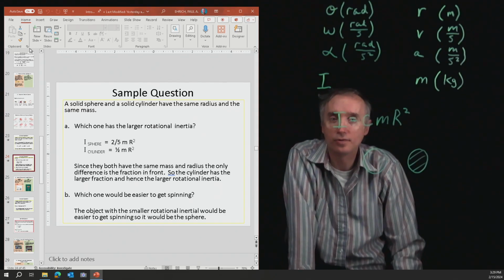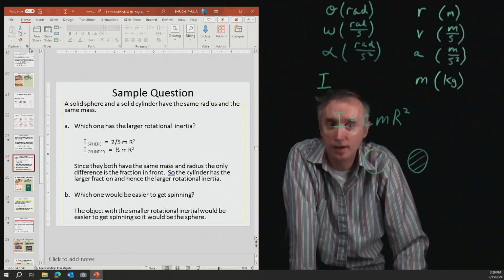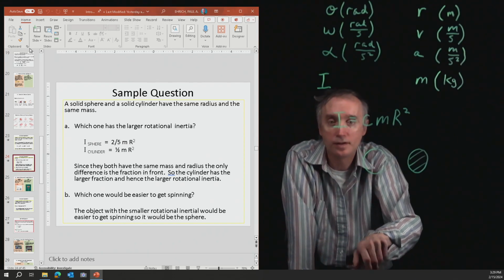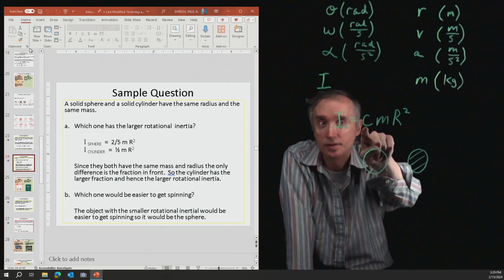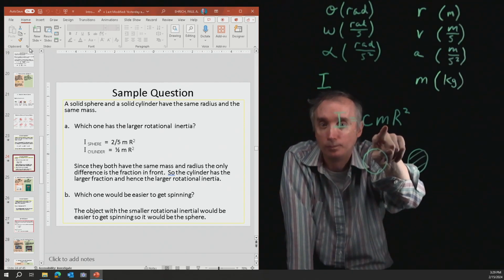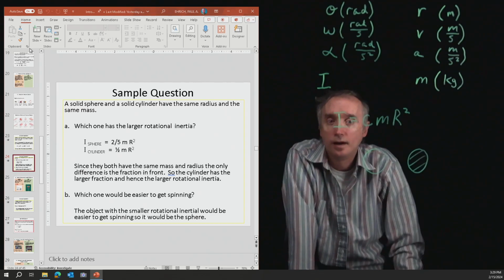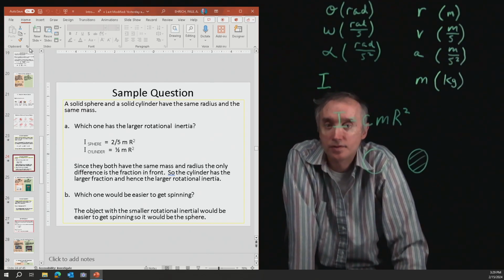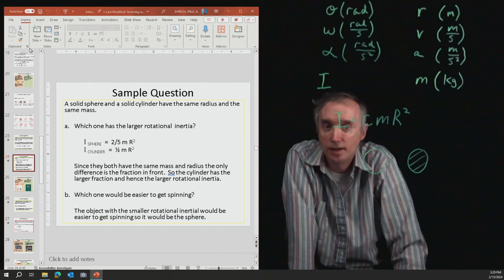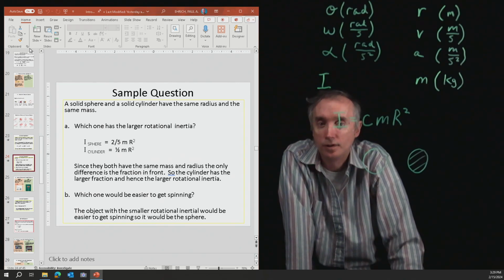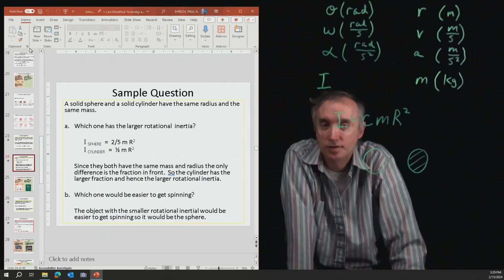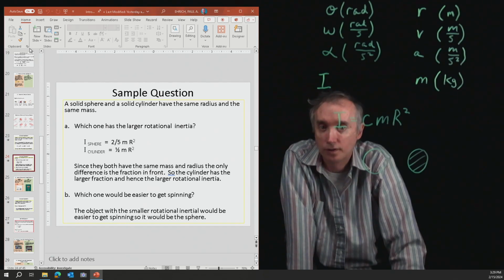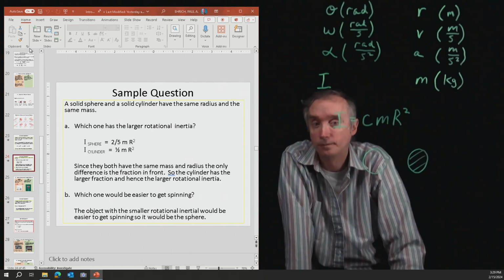Okay, since they both have the same mass and the same radius, the only thing that's different about the two is the number that is in front of the m. So the cylinder has the larger fraction, and hence it will have the larger rotational inertia. Okay, which one would be easier to get spinning? It's going to be the object with the smaller rotational inertia, and that happens to be the sphere.